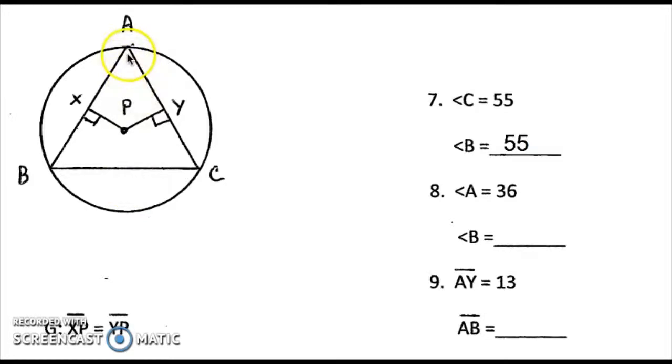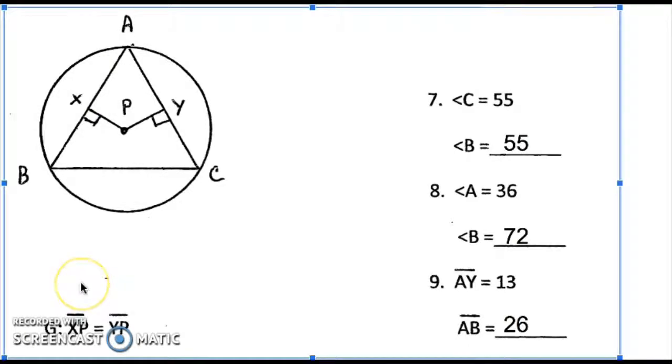Since this is 36, we know these two angles are the same, so we need to subtract 36 from 180 because all three angles add up to 180, and then we divide by 2, and we get 72. So number 8 is 72. For number 9, we have AY is 13. AY is going to be congruent to AX, so AX is going to be 13, so double it, and we'll get 26. And that is number 9.